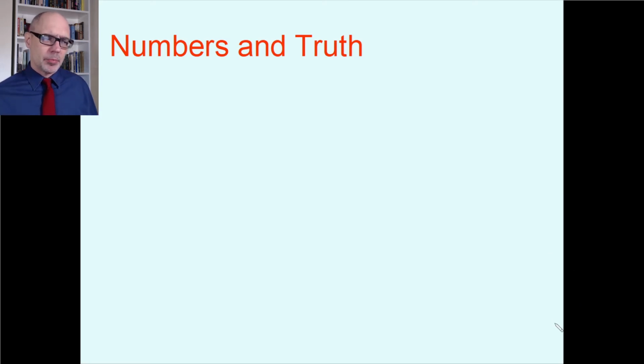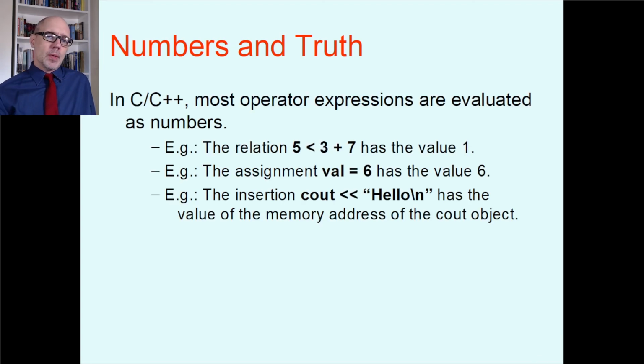So let's dig into that just a little bit more about that trigger that makes an if statement happen or not. Remember, in programming, really everything's a number. So we're talking about Booleans being true or false, but yeah, they're really numbers. So in C or C++, most operator expressions, relational operators, arithmetic operators, any kind of symbol you use, are really going to be evaluated as numbers. So for example, the relation 5 less than 3 plus 7, obviously that's true. It really comes back internally with the value of 1. 1 being used for true, 0 is what gets used for false.